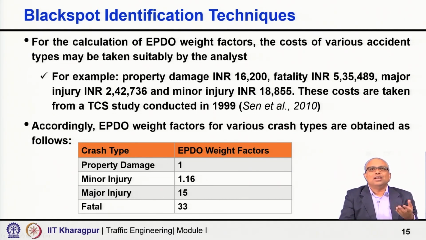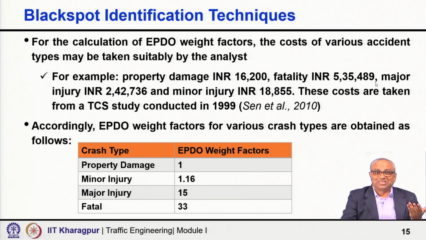For example, a study which was carried out by TCS way back in 99, they worked out the cost. What is the average cost? Property damage 16,200 Indian rupees. Compared to that, a fatality is 5 lakh or 535,489, right. So, 33 times it was taken, right.